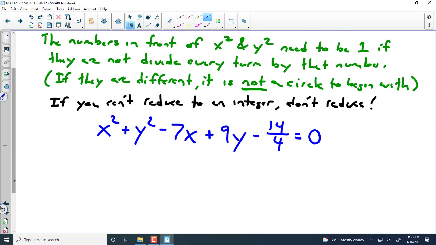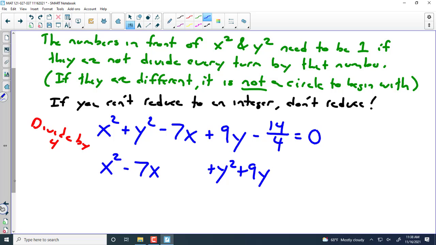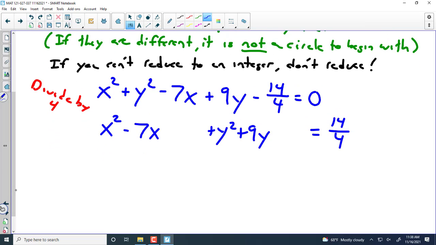So our first step was to divide by 4. Now we gather the x's together. We gather the y's together. And we move the constant over to the other side. This is just like the completing the square problems we just did, except the numbers are worse. And that makes it harder, and I know it makes it harder. We'll call this step sorting. We sort the equation.